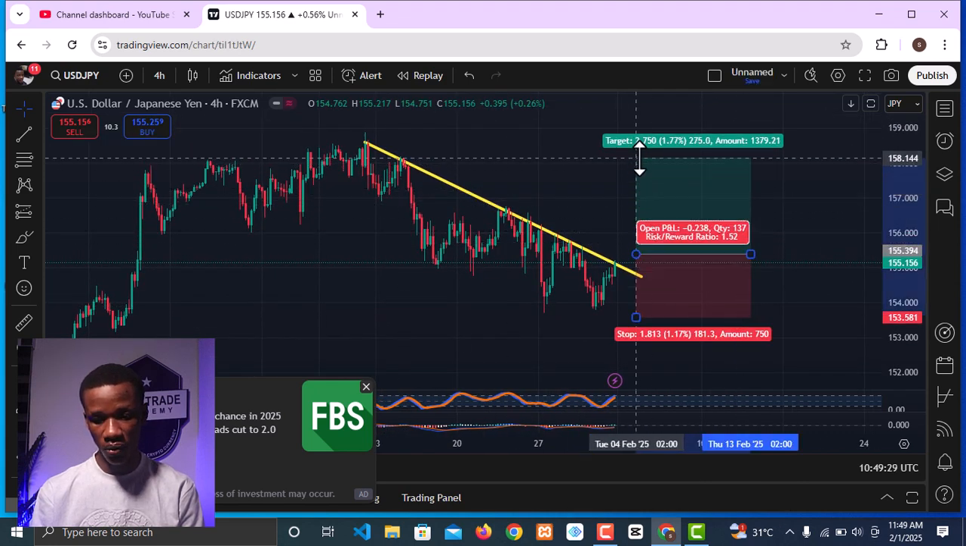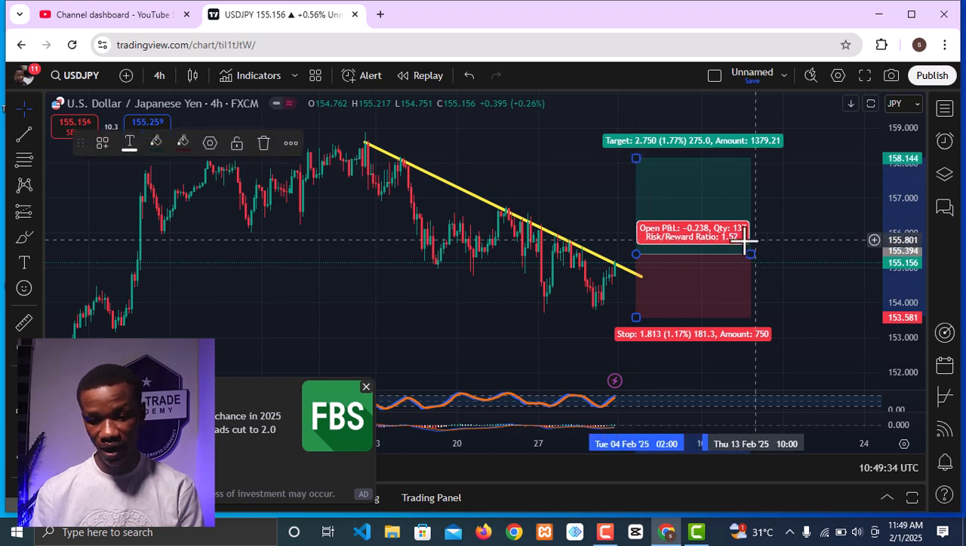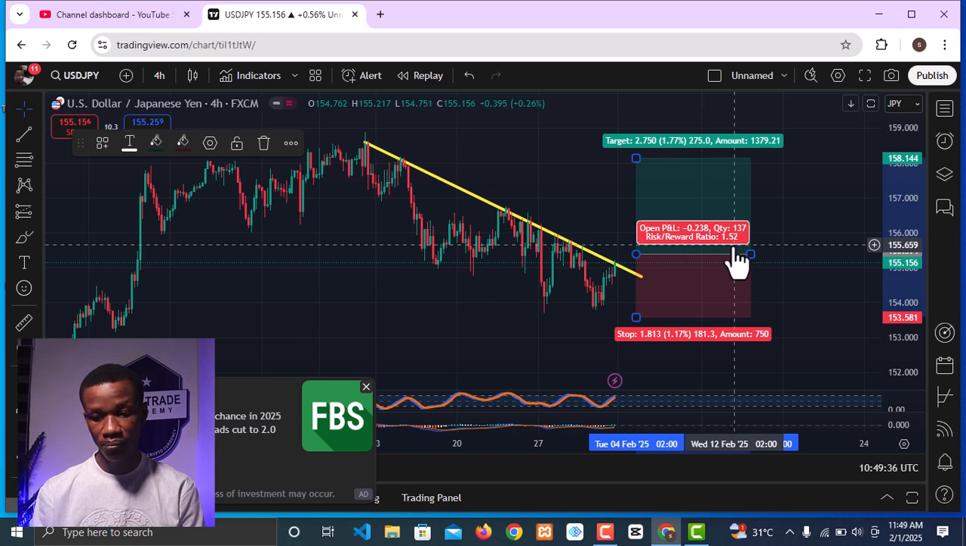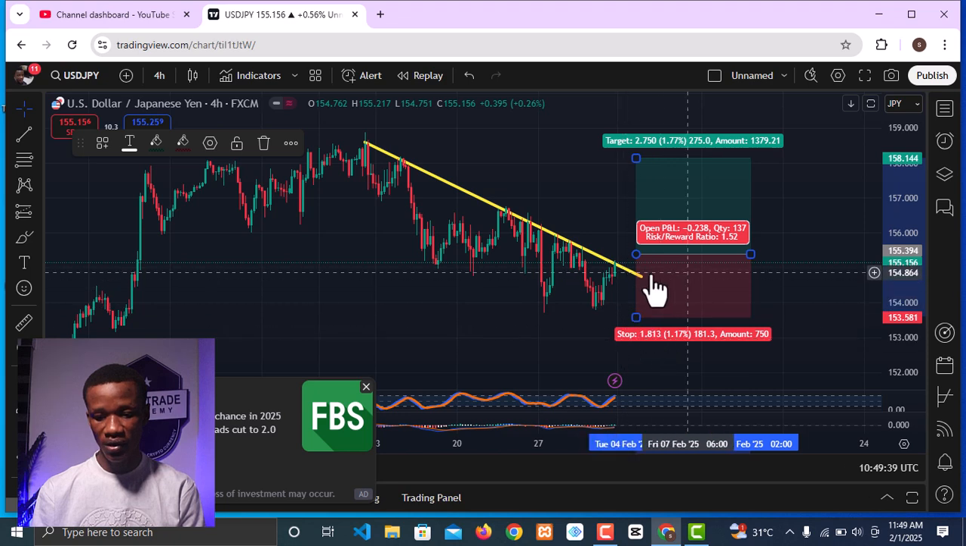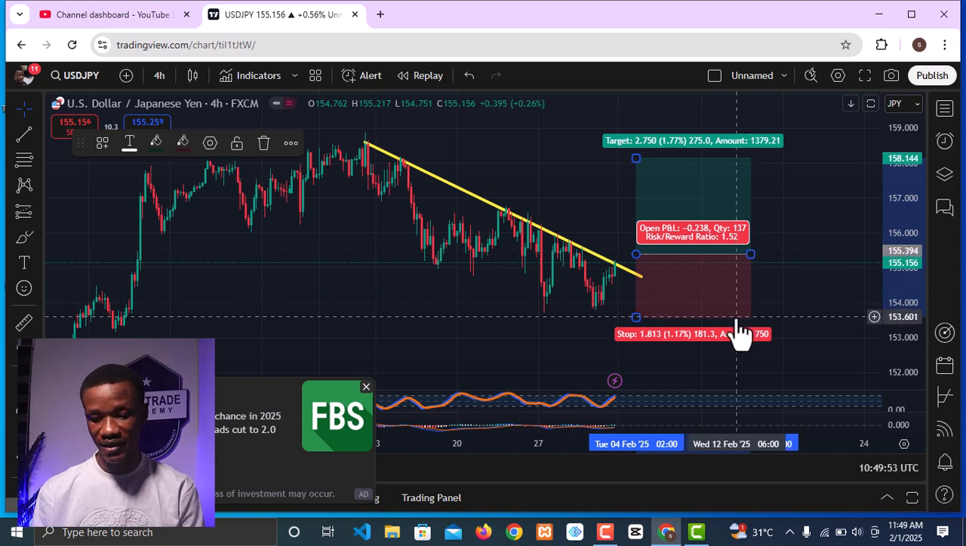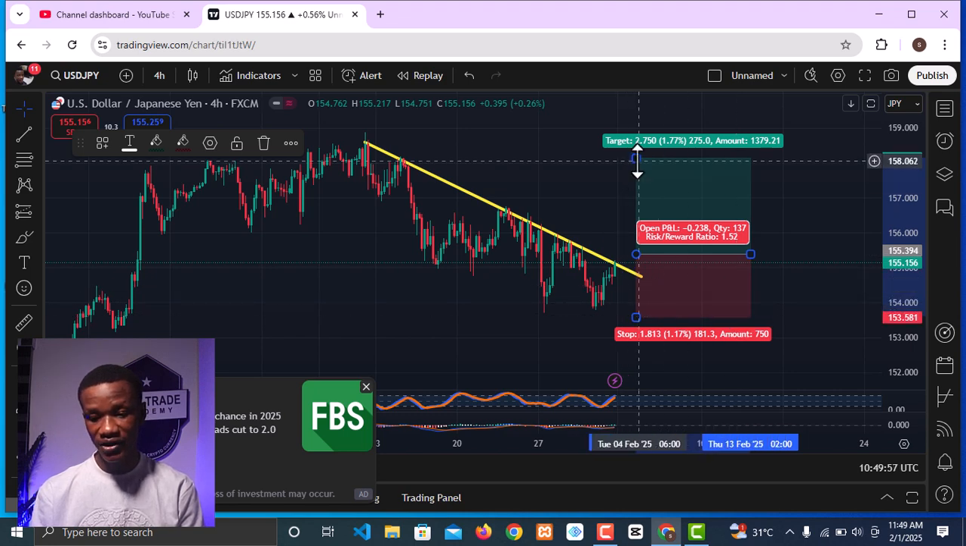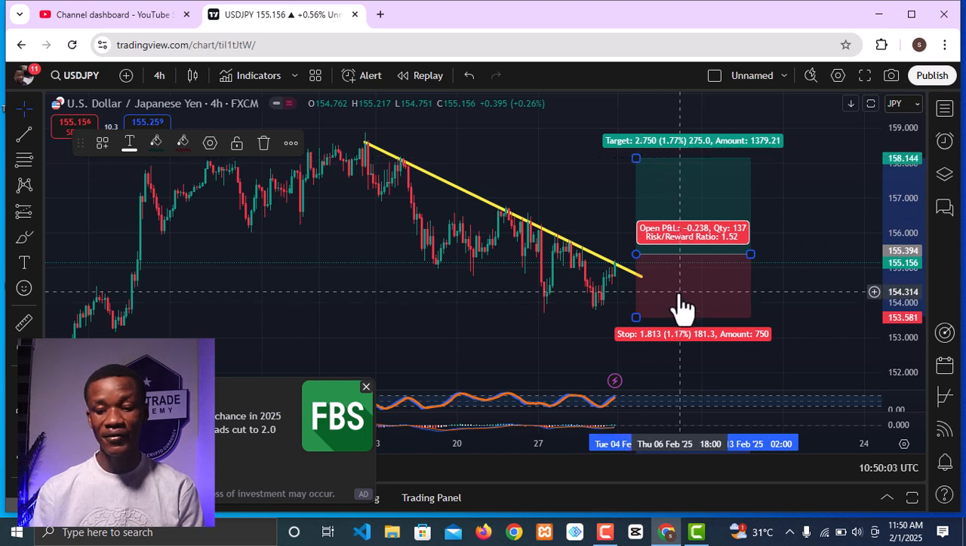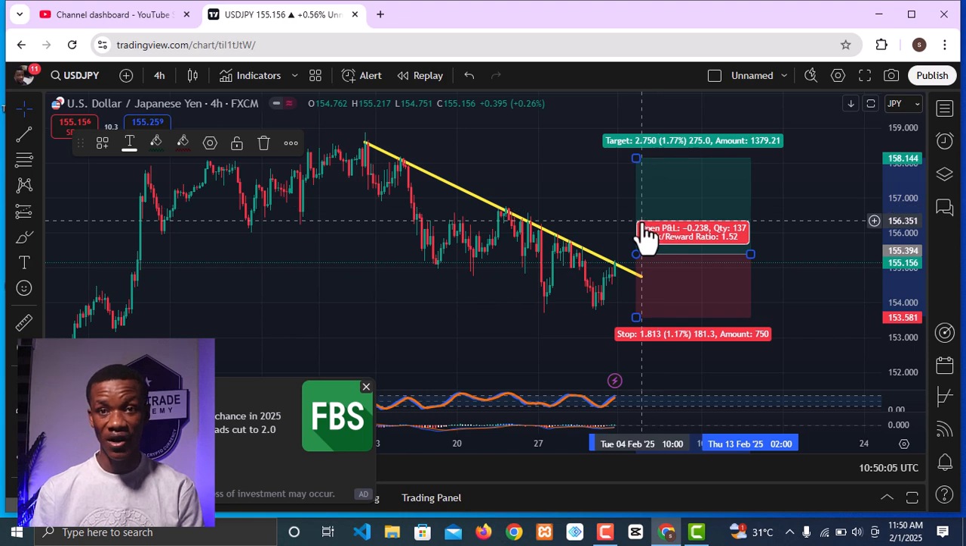So if we move it upward and we look for 1 to 1.5 at this point, okay, if we look at risk reward here, 1.52, which is 1 to 1.5. So the entry is here at this price level of 155.39, and your stop loss is at this point of 153.60, and your take profit target is at this price of 158.12. This is very, very important if you want to take this trade.